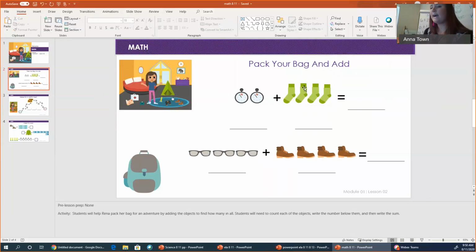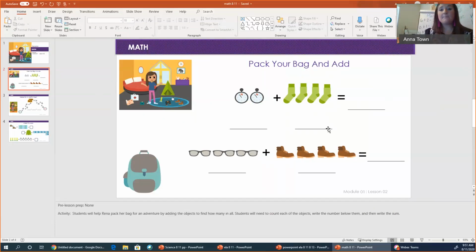Now, go to the socks. How many socks do you see? 4. 1, 2, 3, 4. Our equation is 2 plus 4. So we would have a 2 here plus 4.